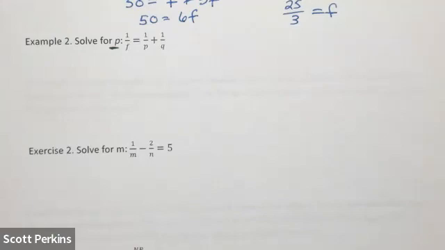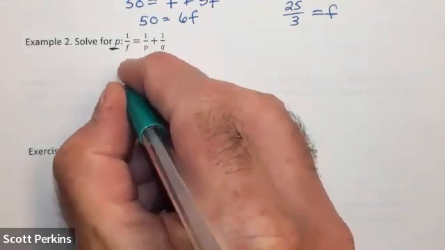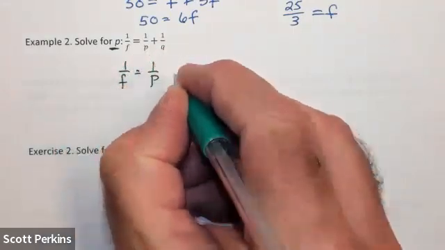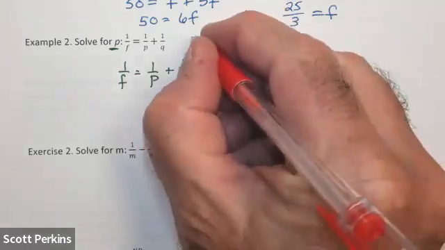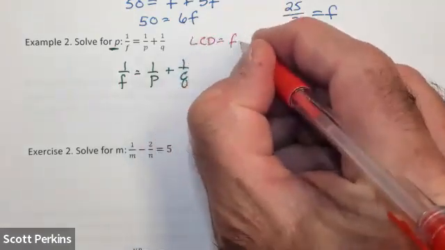Well, before I worry about solving for p, I'm going to do the same thing here that we just did in the previous problem, and I am going to clear the fractions. So let me rewrite my equation. I've got 1 over f equals 1 over p plus 1 over q. If I'm going to clear the fractions, what do you suppose is going to be the common denominator that I have here? F, P, and Q, one of everything you see. So the least common denominator is F, P, and Q.